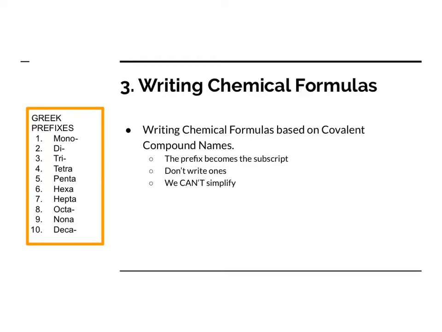All right, the last skill that we want you to be able to do is use the names of covalent compounds to write the chemical formulas. So we're working backwards now. I think this is a little easier, so we'll give it a shot. When we write chemical formulas based on compound names, the prefix becomes the subscript. We don't write ones, and we cannot simplify. Greek prefixes stay the same, so we don't have to learn anything new.